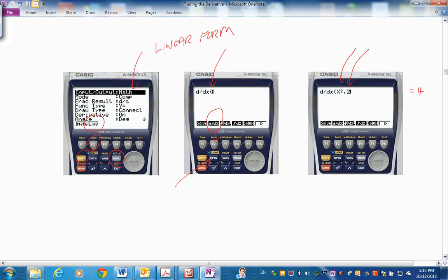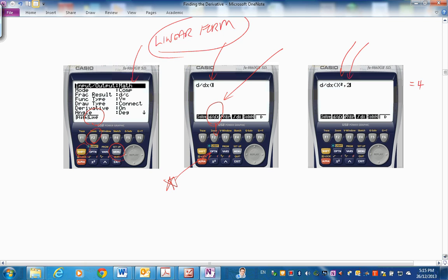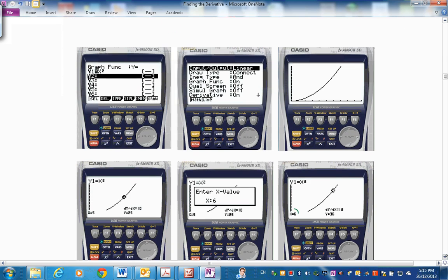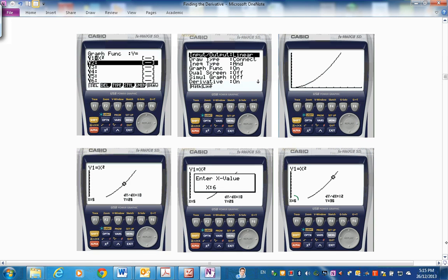So in linear form or math form of run mode, you can do it, remembering down here to hit options and then choose the derivative. D by dx is the notation used by the calculator. Okay, one more way of getting the calculator to help out here, and that's to draw the graph.